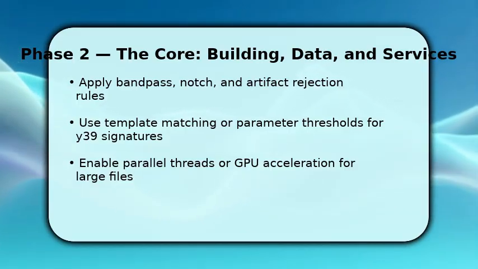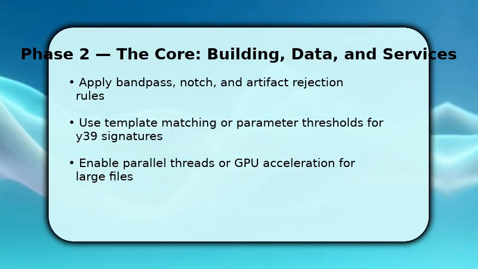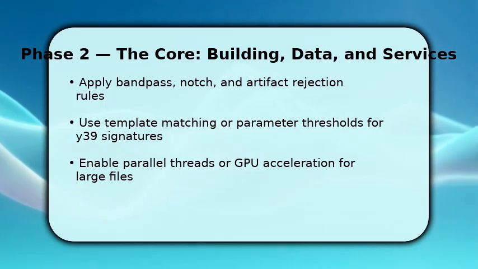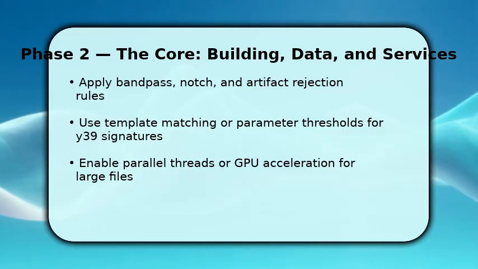You now refine the search by applying effective filters and matching strategies. First, set bandpass and notch filters to remove line noise, then enable artifact rejection to discard movement spikes. Next, choose template matching or numerical thresholds tailored to Y39 signatures. Adjust sensitivity until you balance hits versus false positives.